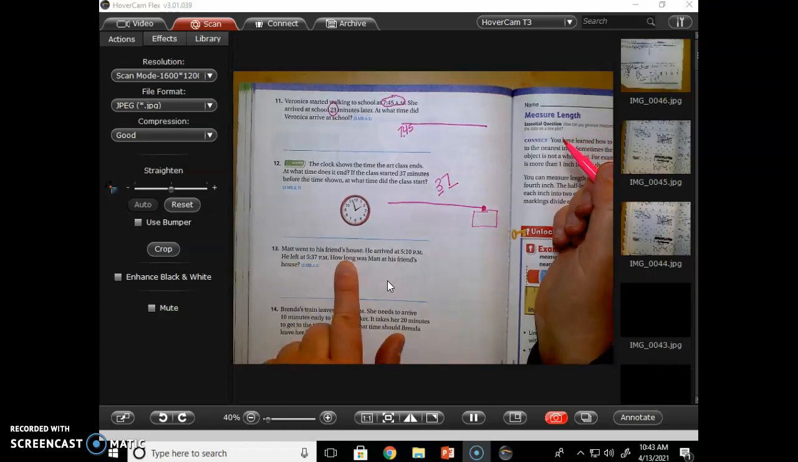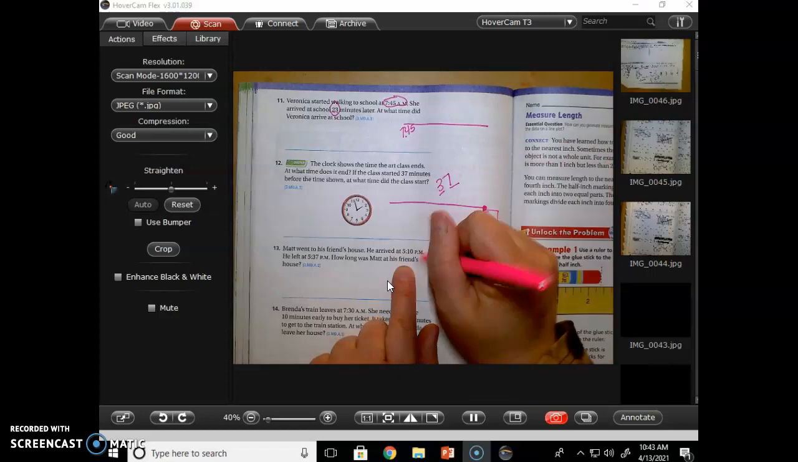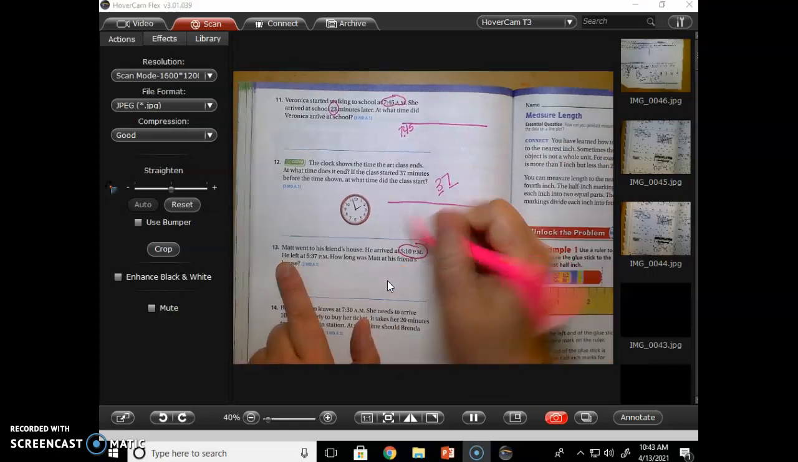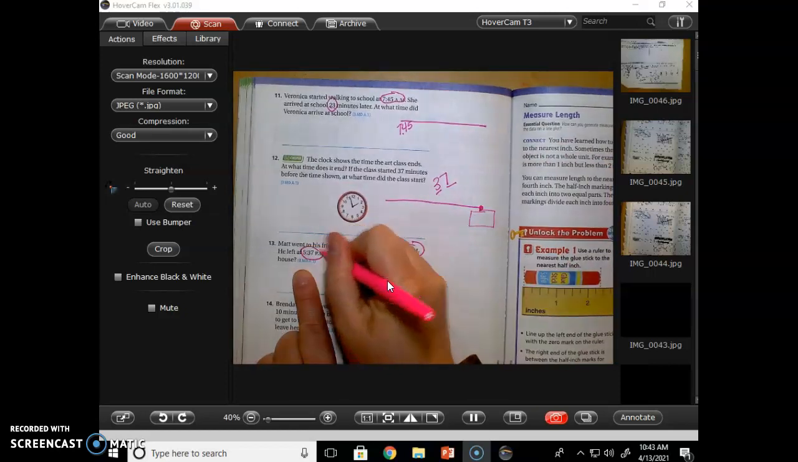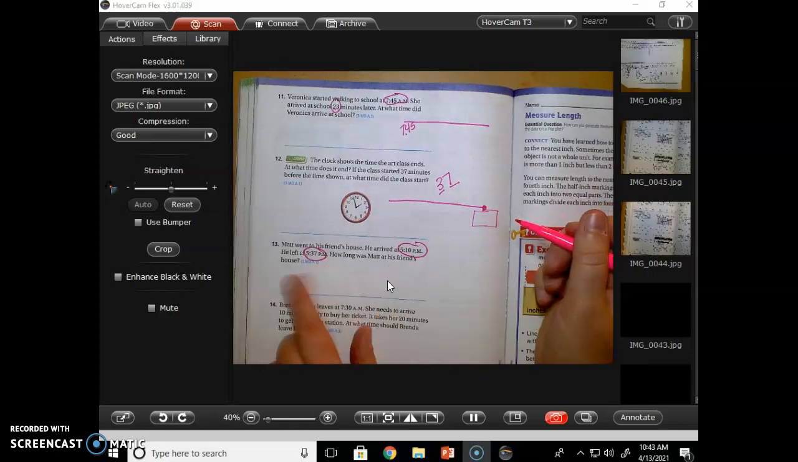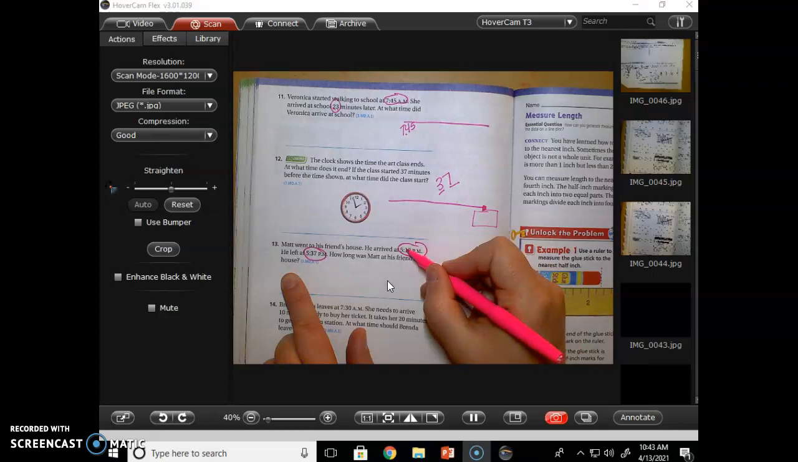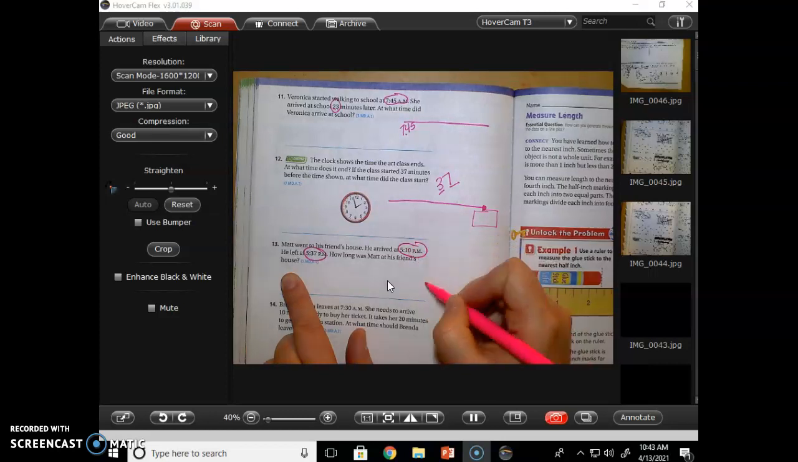Matt went to his friend's house. He arrived at 5:10 p.m. He left at 5:37 p.m. How long was Matt at his friend's house? Okay, so if he was at 5:10, how much does he have to jump forward to get to 37?